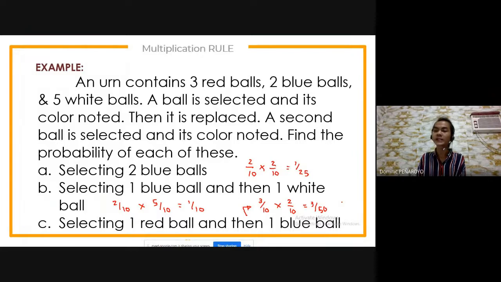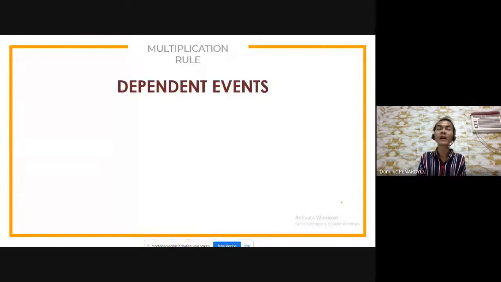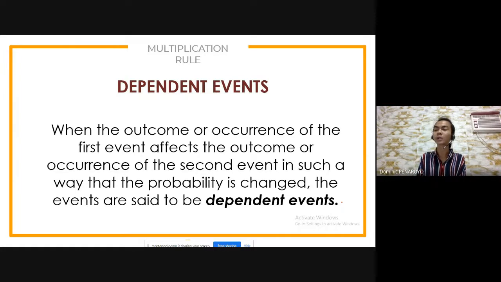Okay, so that's how you solve problems for independent events. So that's for the multiplication rule. Now, if we have independent events, we also have dependent events. For dependent events, when the outcome or occurrence of the first event affects the outcome or occurrence of the second event in such a way that the probability is changed, the events are said to be dependent events.